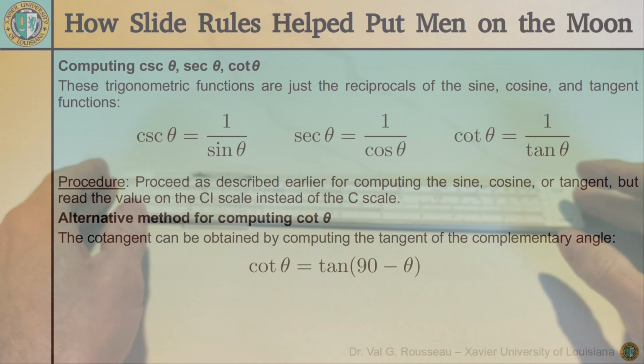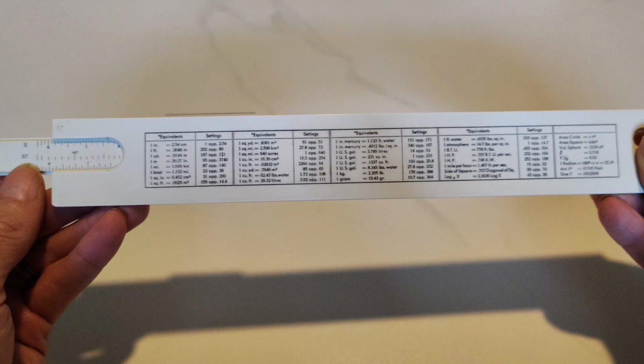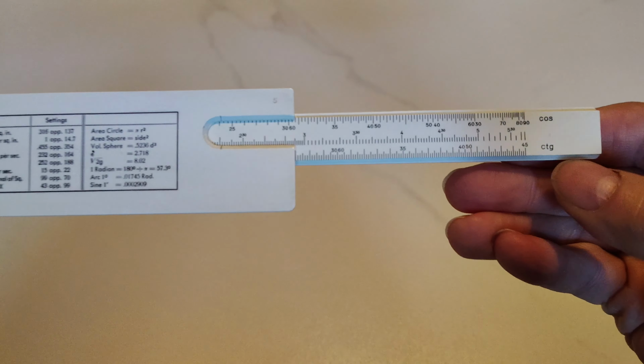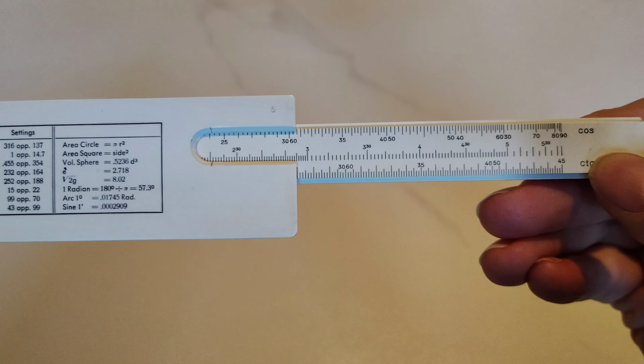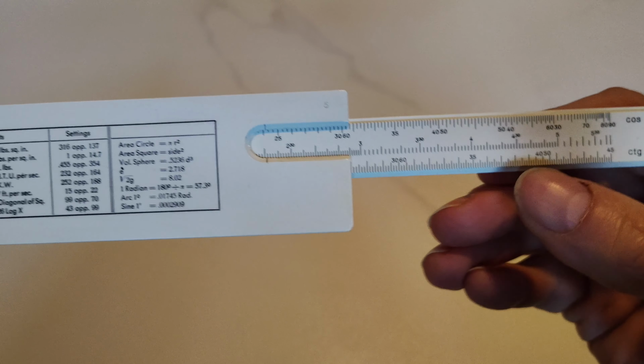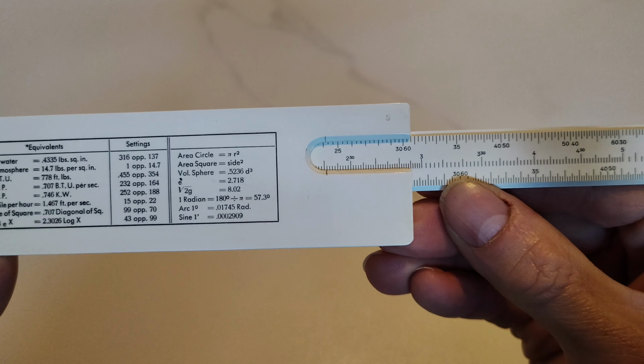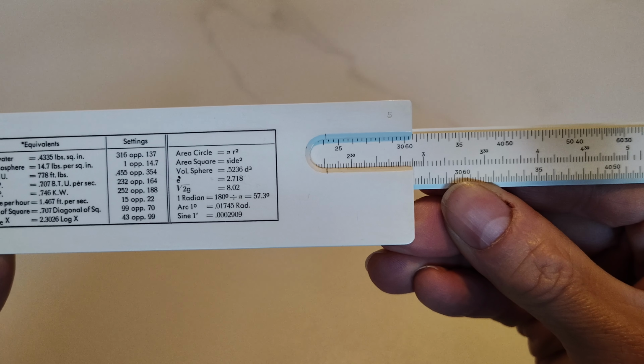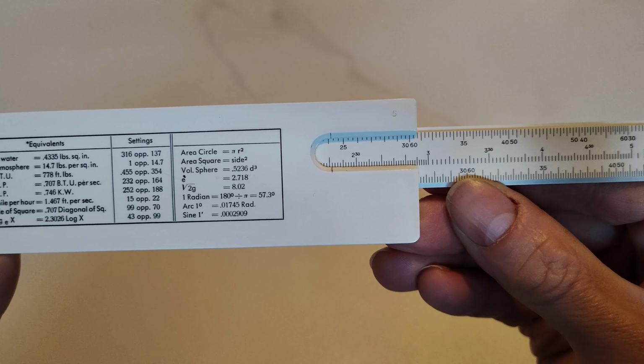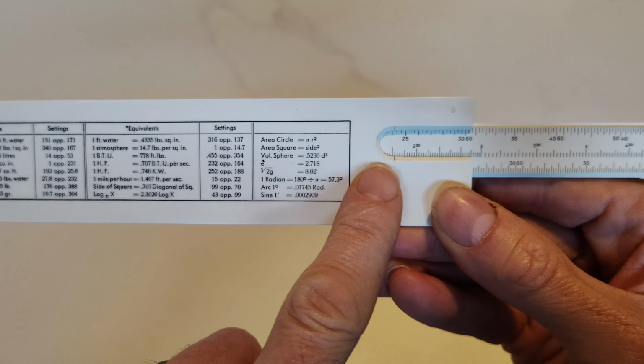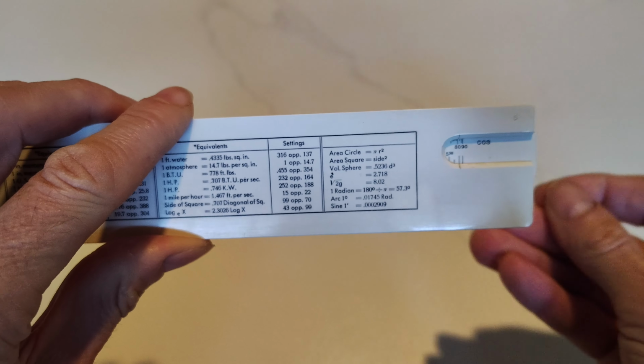Note that there is an alternative for computing the cotangent, which consists in computing the tangent of the complementary angle. This is the reason why the T scale is labeled as cotangent on the right side and has some double labels, just as for the cosine. However, as opposed to the cosine, the value of the angle must be aligned with the bottom left mark because the bottom right mark is for the ST scale only.